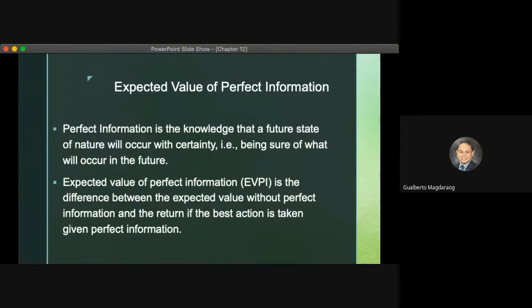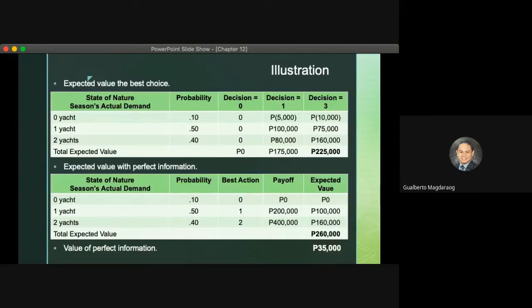So, balikan daw natin itong example na ito. The one who is selling, yeah. Okay, the expected value without the perfect information is 225,000. The same computation as previously sa payoff table. Now, if, for example, someone will provide us an information about the future, and we were given the information.